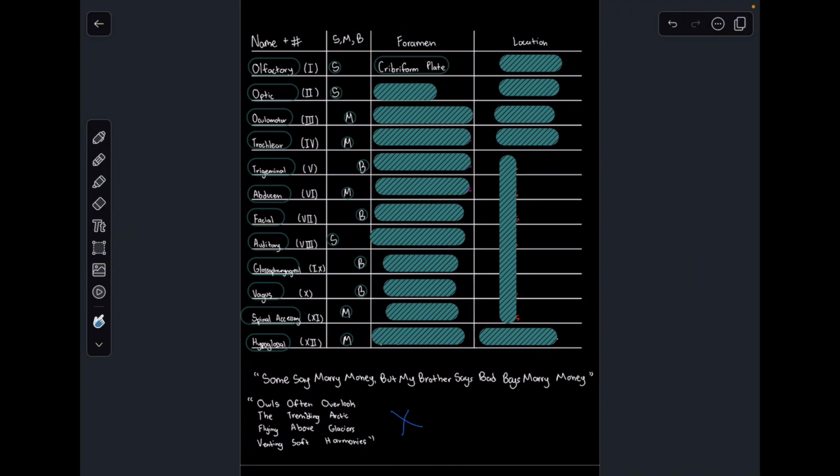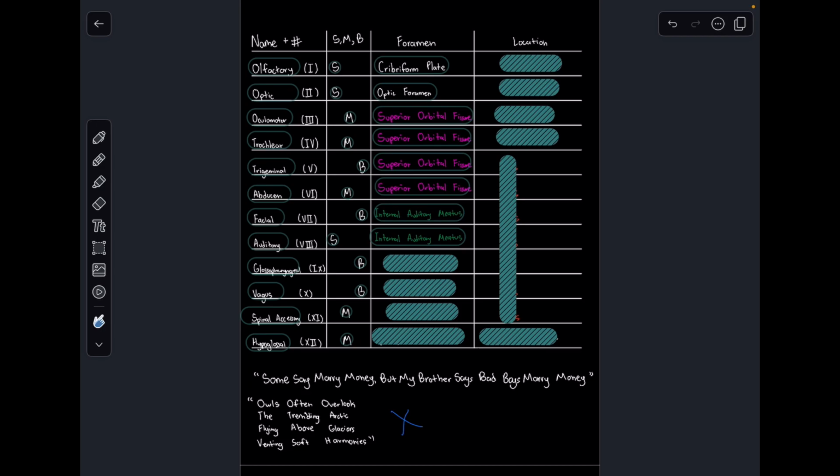And then with the foramen, I don't have a catchphrase to remember it because I have it down already. So the olfactory, you can find it in the cribriform plate, then the optic foramen, and then with the four nerves, the oculomotor, trochlear, trigeminal, and abducent, just know it as the superior orbital fissure. With the facial and auditory, just know it as the internal auditory meatus. With the glossopharyngeal, vagus, and spinal accessory, just know it as the jugular foramen. And then finally, the hypoglossal, just know it by the hypoglossal foramen because that's the only foramen, right?